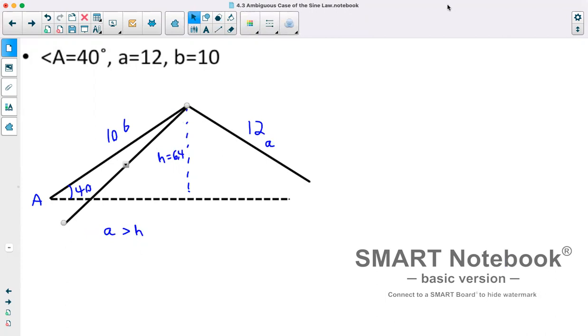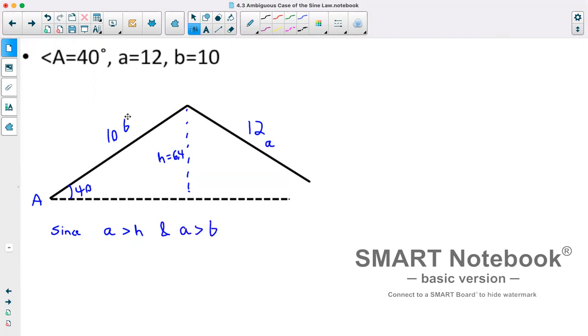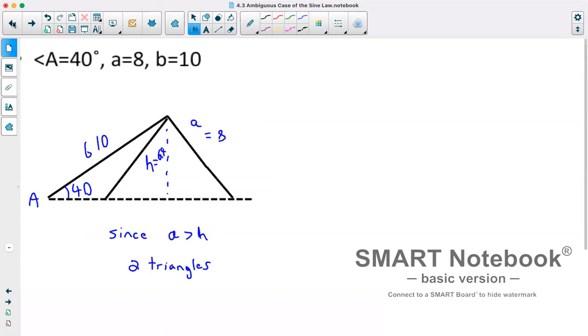So we'll go back and modify that previous one. So since A is greater than H and A is also greater than our side length B, we have one triangle. So whenever this side that's opposite our angle is our largest side given, it's going to be only one triangle because there's no possible way this can fit going back this way. So if we go back here, we're also going to add that this side that's opposite our angle is smaller than this side.